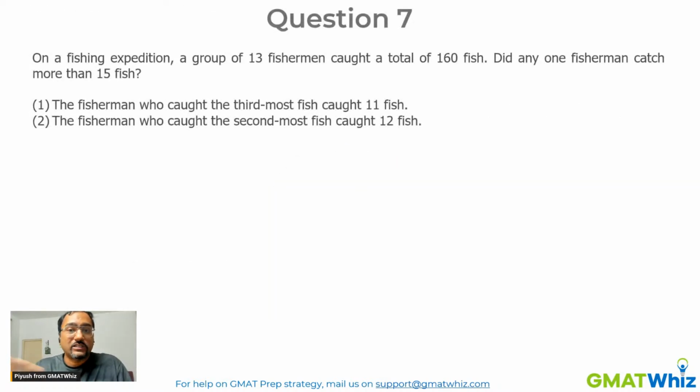Okay, let's get to question number 7 now. This is what I call a very typical GMAT style question. This is not an official question, obviously, we are not doing any official questions, but it is very similar to what you see in data sufficiency, some of the trap questions.